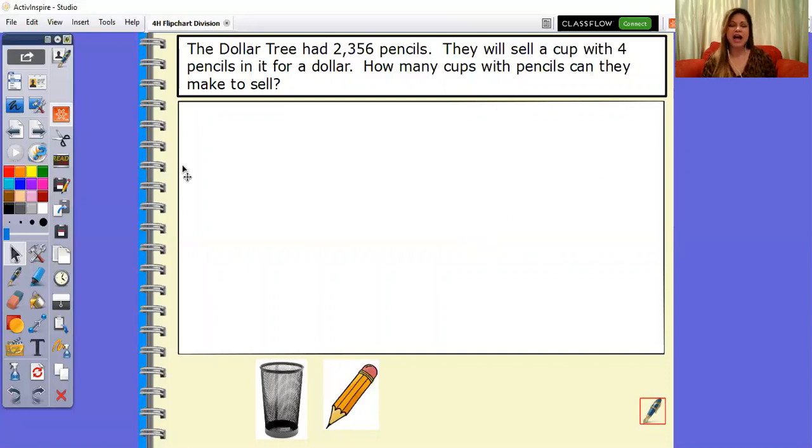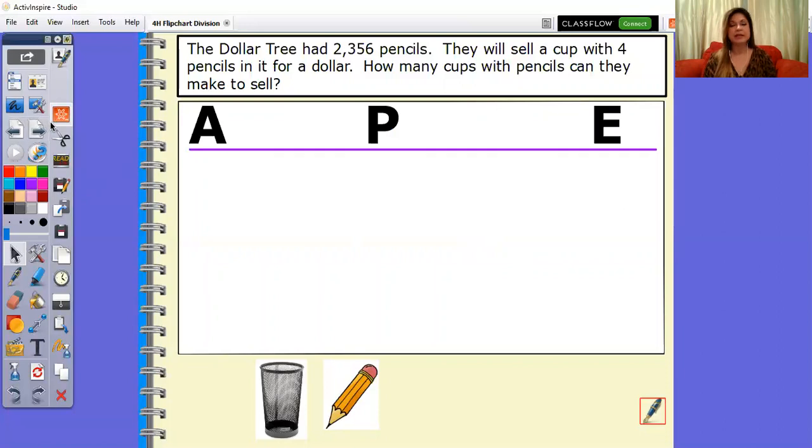So I would first do my problem solving model, because that will help me organize my thoughts, and it'll help me figure out what it is I have to do so that I can do it correctly. The A stands for analyze the problem. The P is for my plan, and the E is to evaluate it and justify it to see if it makes sense, if my answer makes sense.